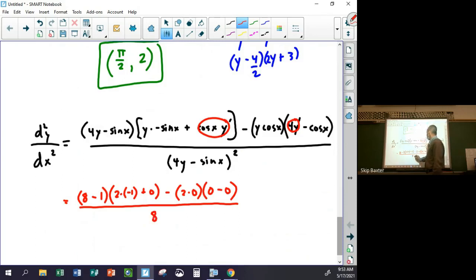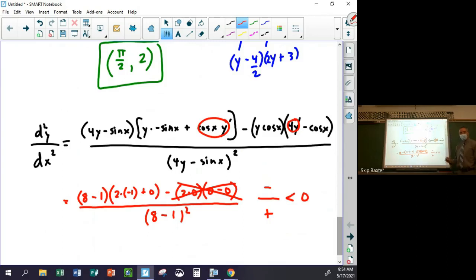And then the bottom is 8 minus 1 squared. So that whole thing is 0. All we care about is positive or negative. The top is negative, the bottom's positive. Net result is this is negative. So is it a max or a min? It's a max by the second derivative test. Does everybody understand? I would say that part was probably worth at least 3 of the points in this problem. Okay?